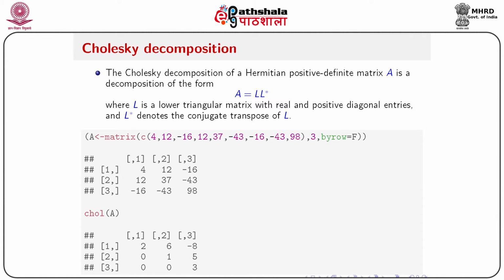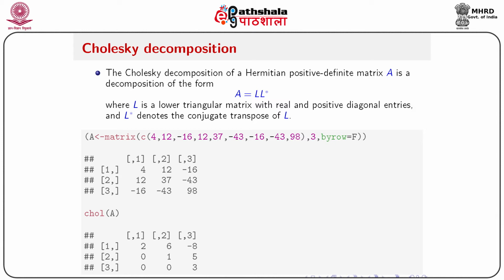The last topic that I am going to cover here is the Cholesky decomposition. The Cholesky decomposition of a Hermitian positive definite matrix A is a decomposition of the form A equals to L L star, where L is a lower triangular matrix with real and positive diagonal entries, and L star or L prime denotes the conjugate transpose of L.